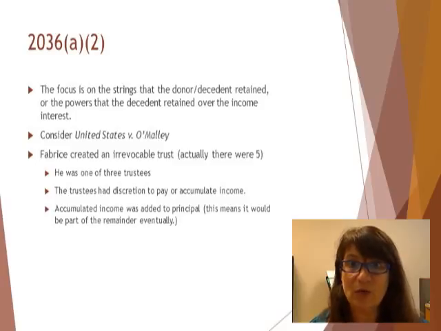Okay, so you read United States versus O'Malley, I hope. Yes, you read it? So Fabrice had created an irrevocable trust. Actually five of them that were identical, so we'll pretend there's just one. He was one of three trustees, and the trustees had discretion to pay or accumulate income. Accumulated income would be added to principal, and that means that it becomes part of the remainder eventually.